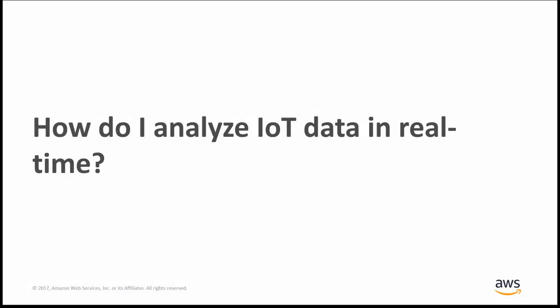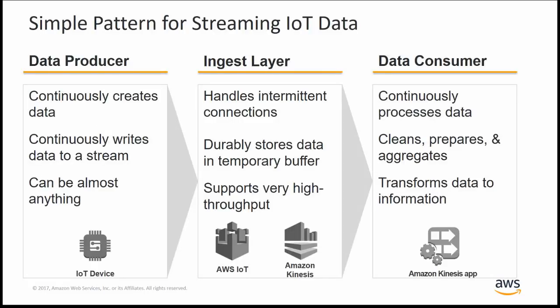So now I've got data sent to the cloud. How do I analyze the data in real time? I'm going to introduce a simple pattern for streaming IoT data. This follows the streaming data pattern more broadly, not just for IoT, in that you have a data producer, an ingest layer, and a data consumer. And all of these are acting continuously.